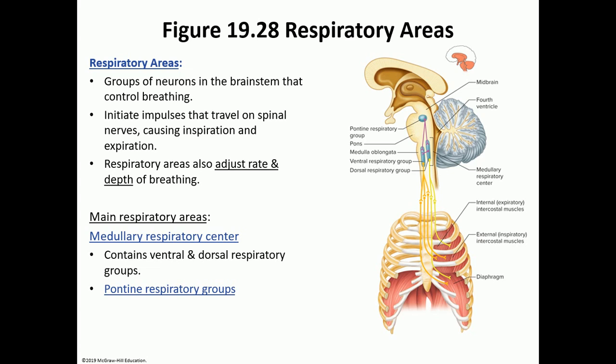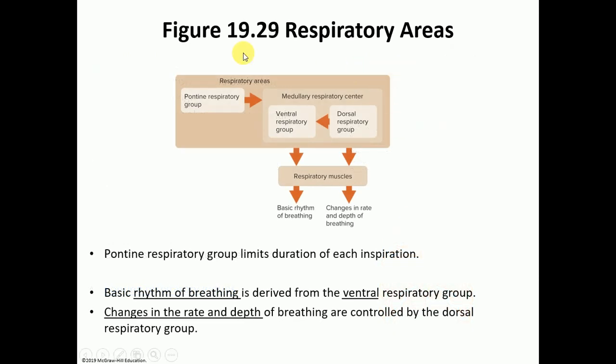The areas for respiration are all found in the brainstem. We have a group of centers found in the pons, known as the pontine respiratory group. Then we have two different centers in the medulla: the one in the front is known as the ventral respiratory group, and the one in the back is the dorsal respiratory group. Both of these are in the medulla oblongata. These are going to adjust different things in the breathing process, so let's see how this occurs.